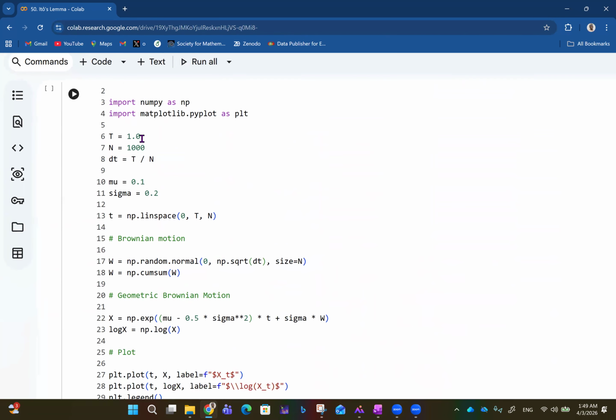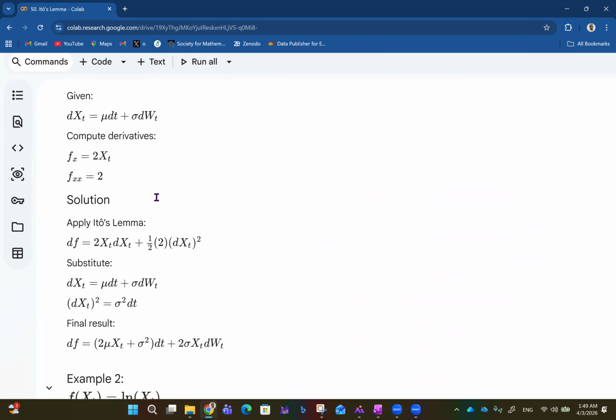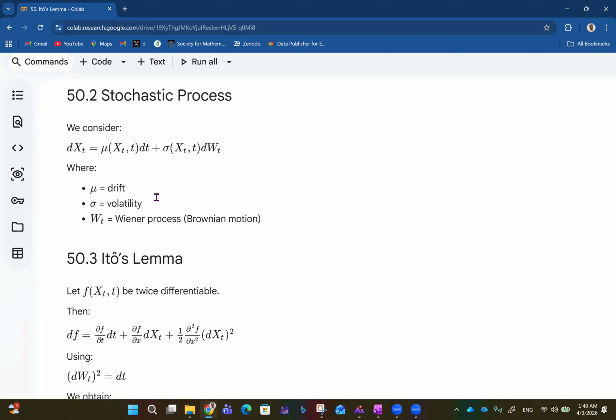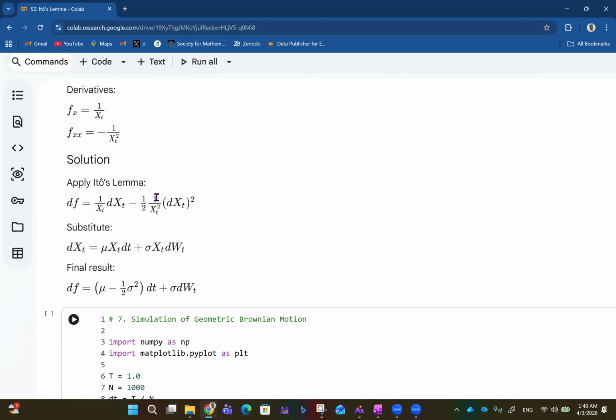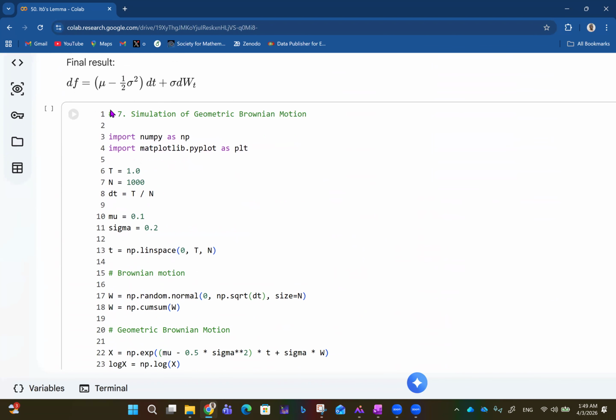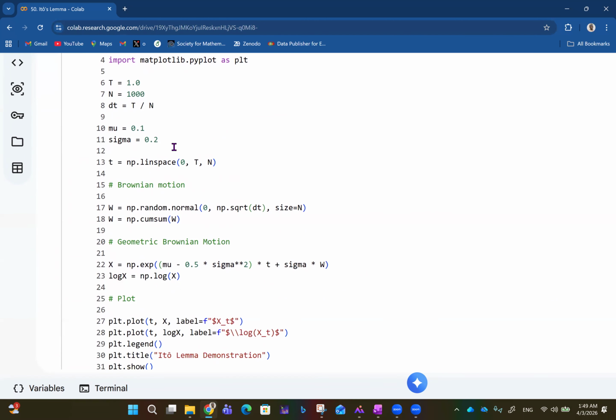So you have time to be 1.0, 1000 steps. dt is T over N. Mu is 0.1. That's the drift. Mu is the drift like we saw previously, right? Mu is drift and sigma is volatility. And that's why it is used in finance, right? So the drift is 0.1, the volatility is 0.2.